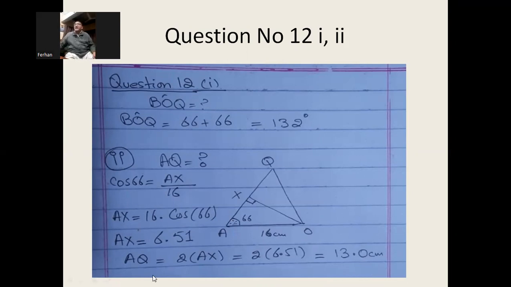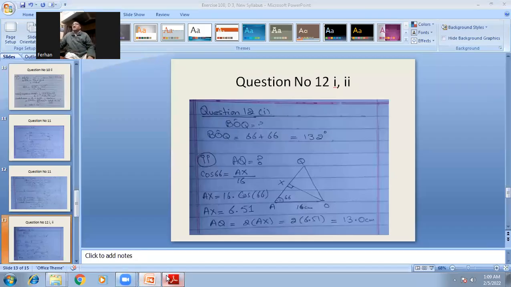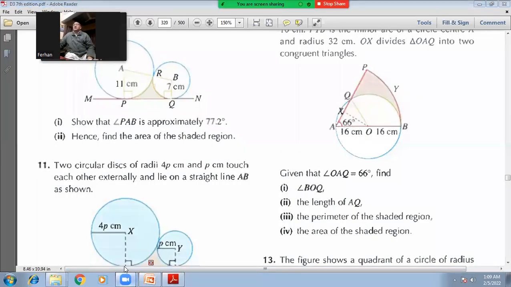So that's the second part, and let's see what's the next part. He says the perimeter of the shaded region. If you want to find the perimeter of this shaded region, it has this arc, the arc of this sector here. I know this angle here, BOQ. I know its radius is 16. Then the perimeter also includes this arc, which is the arc PYB, and its radius is 32.